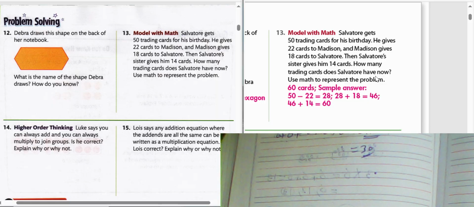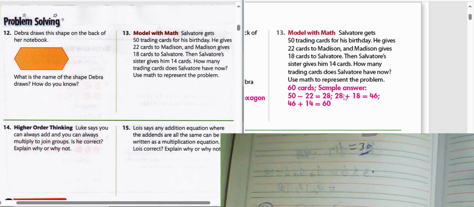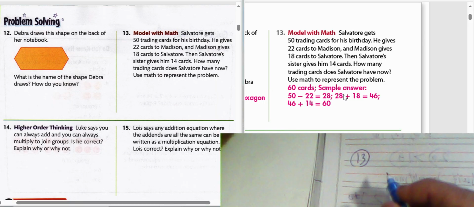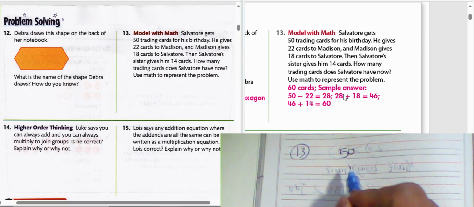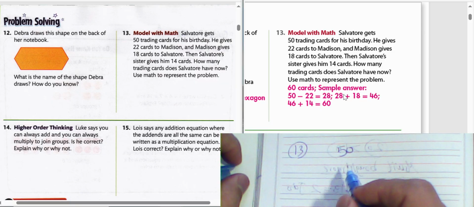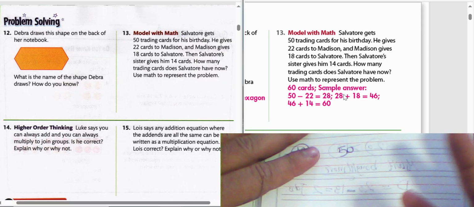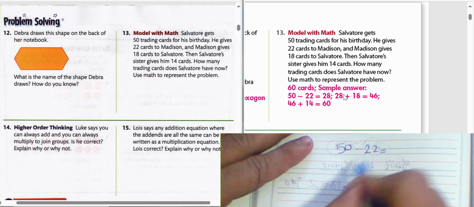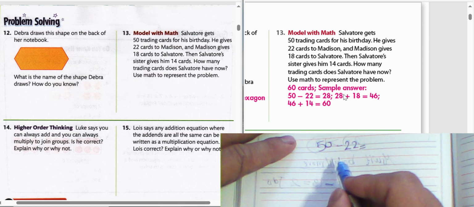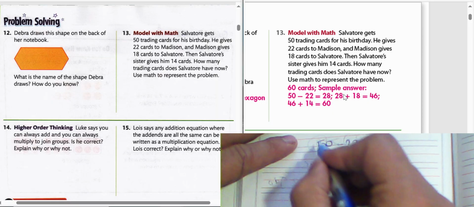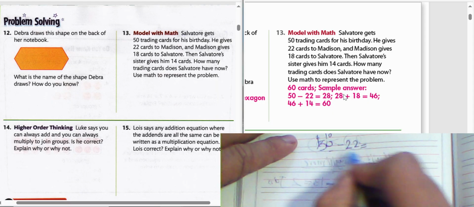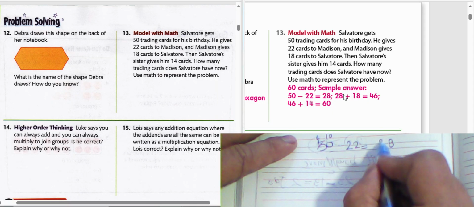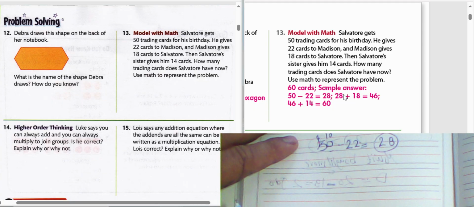Why? Because 50 subtract 22. First, the total amount was 50. Look, he has 50 cards in his birthday. He gave Madison 22, so we can write subtract 22. First step, 50 subtract 22 equals what? We know 0 minus 2 we can't do that, so we must borrow 1. 10 minus 2 equals 8 and 4 minus 2 equals 2. Then the number here will be 28.